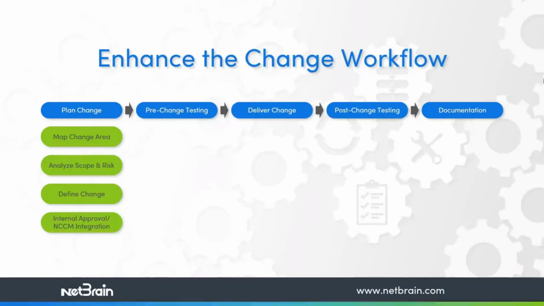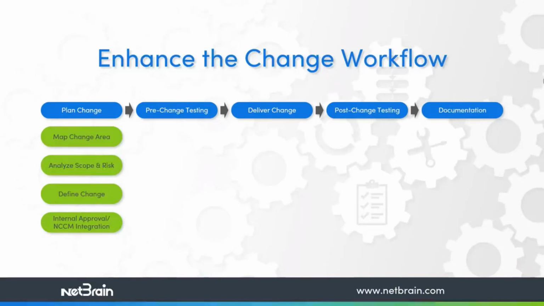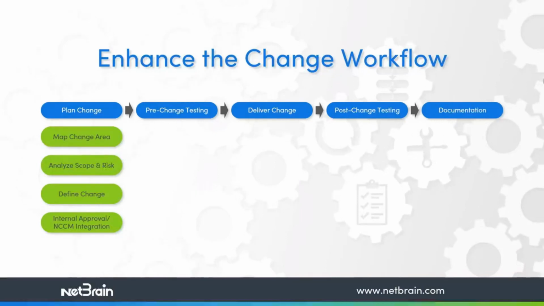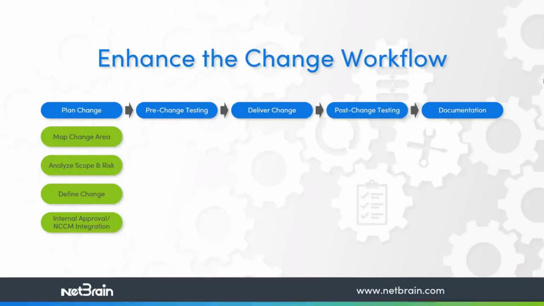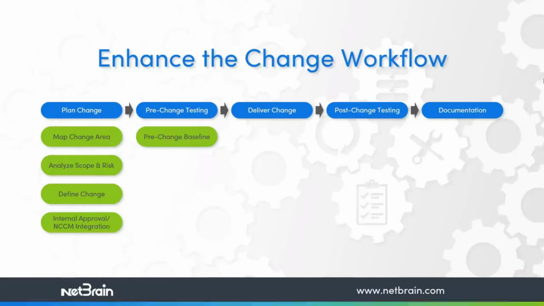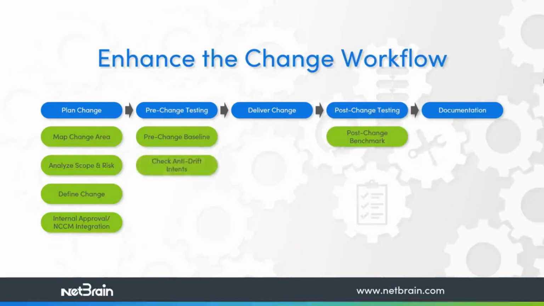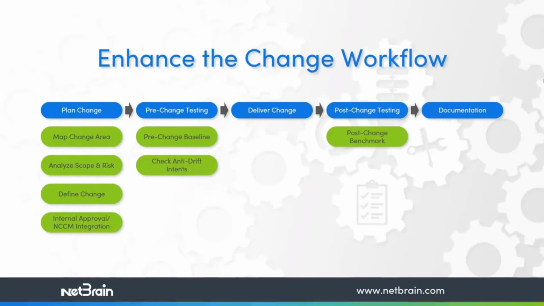But if your organization already has an existing tool for network configuration and change management that you'd like to continue using for the approval process, NetBrain integrates with them as well. Pre-change, you can automate any validations and baselining that can then be compared against post-change. This stage can also be enhanced with anti-drift intents for protection against unintended consequences.